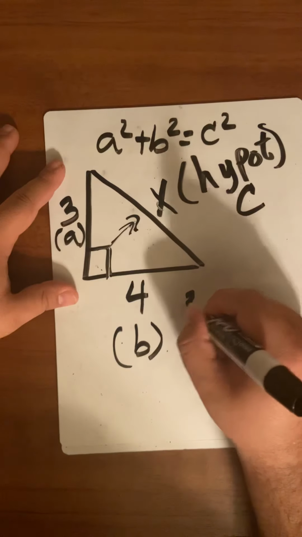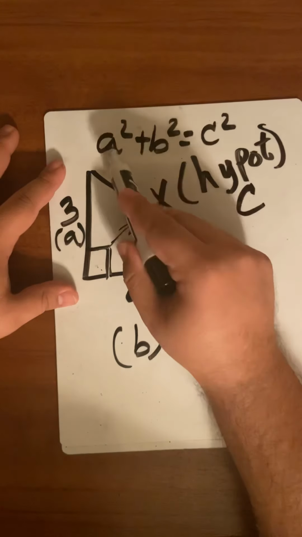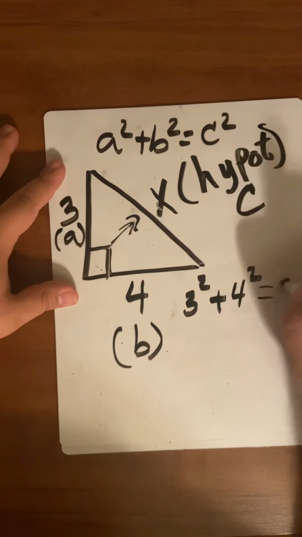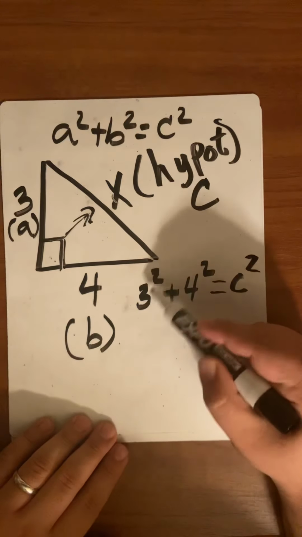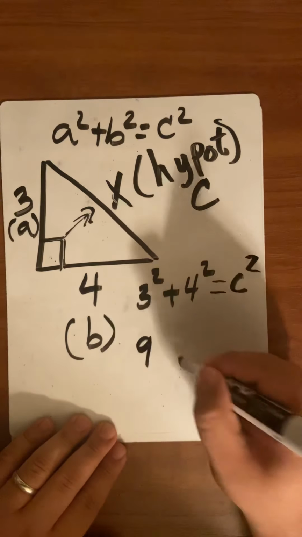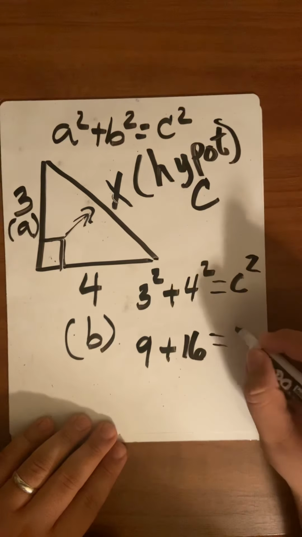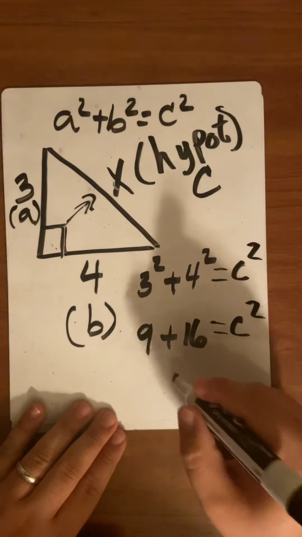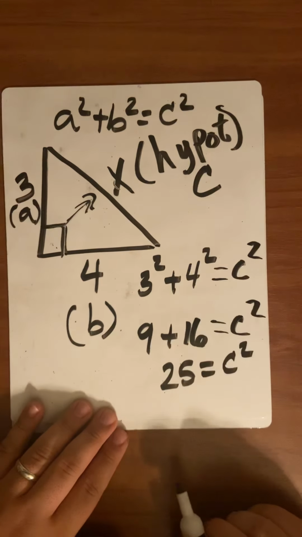So I've got 3 squared plus 4 squared. I'm just substituting A for 3 and B for 4. That's all I've done here. And we don't know what C is, so that's what we're looking for. Now, we talked about earlier, 3 squared, if I were to simplify that, 3 times 3, I get 9. Plus 4 times 4 gives me 16. And I end up with c squared, because I do not know what c is, so we can't do anything here. Combine these, you end up with 25 is equal to c squared.